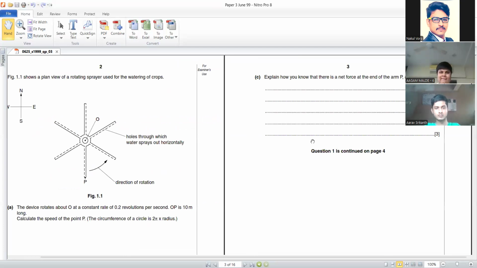Okay. So explain how you know that there is a net force at the end of arm P acting towards O. How do you know? Centrifugal, rotation. So now this is a 3 mark question. So you cannot answer in one line, right? Yes, you cannot write a one line answer. So you will have to create 3 points. So see how I am creating.